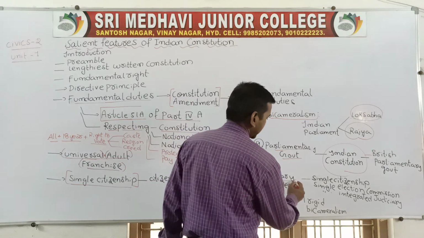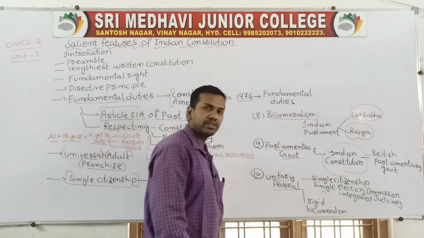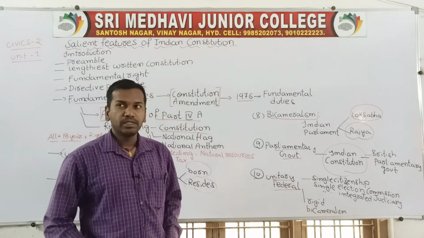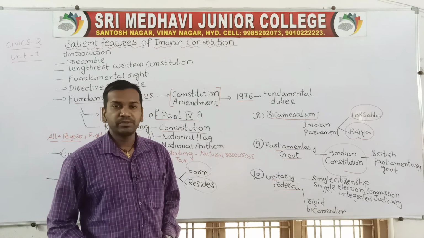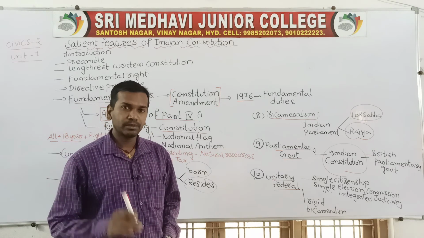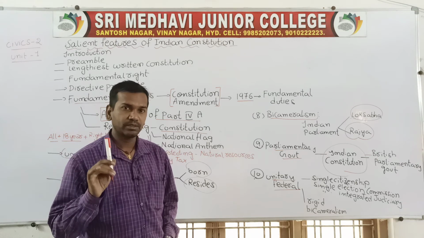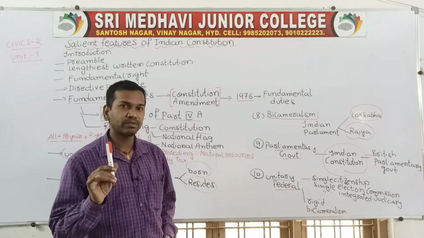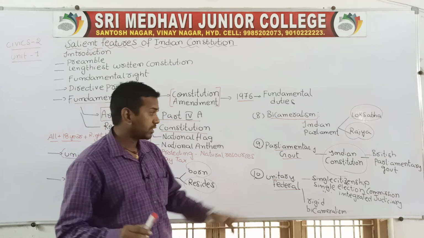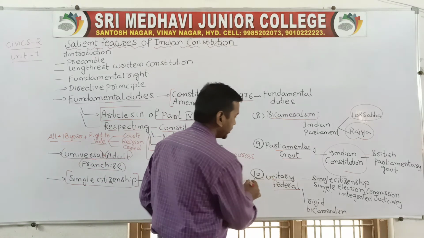Next one, unitary and federal. Now this is the last of the salient features of the Indian constitution. This is called unitary and federal. What is meant by unitary? Whenever the power is vested in the hands of only a single government, the central government, in any country, then that is called unitary. Unitary means unit.